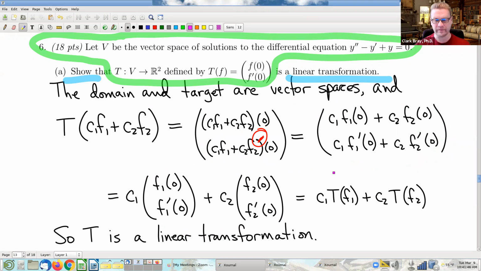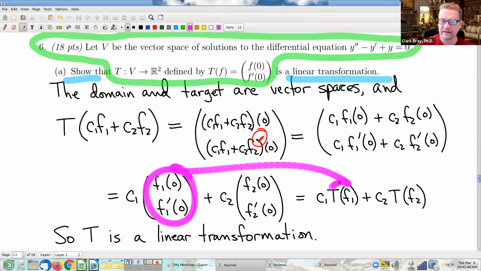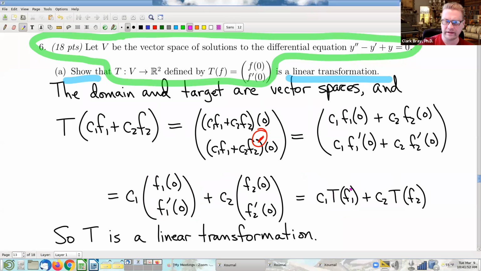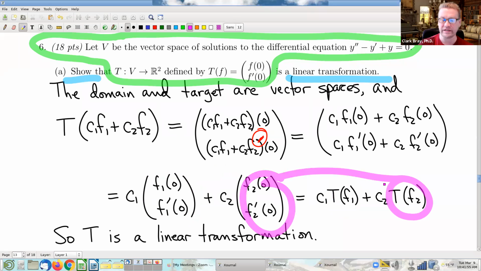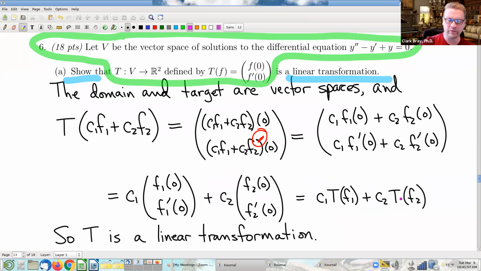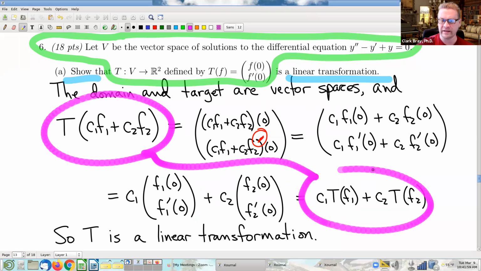And then we celebrate because, in fact, this is exactly by definition of T, that is T of f1. And this is by definition of T, exactly T of f2. So we get what we wanted. This is indeed that. And we have ourselves a linear transformation.